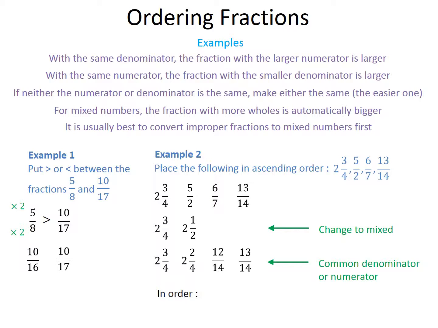So the first one I write down is 6 over 7. And then it was this one here. Have a look up. Well, it's still 13 over 14. So I can write that down. I'm done with those two.